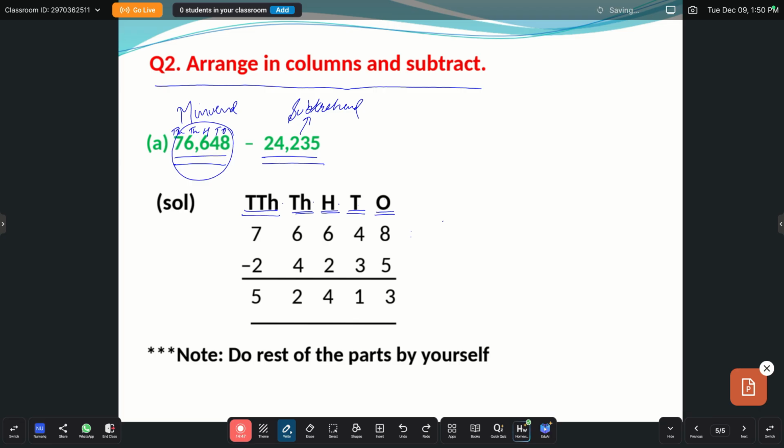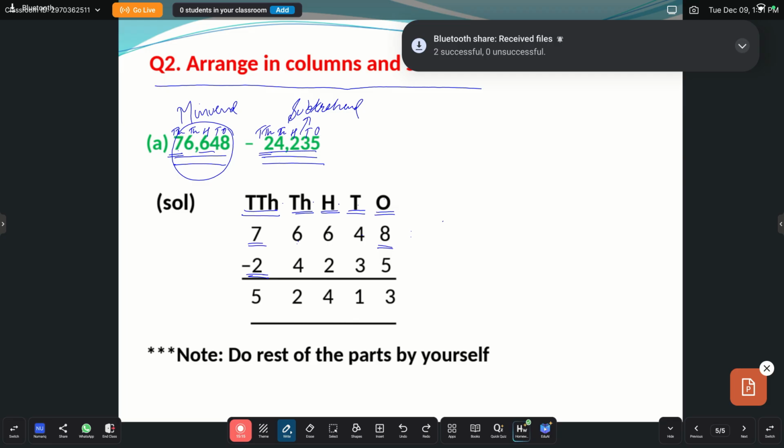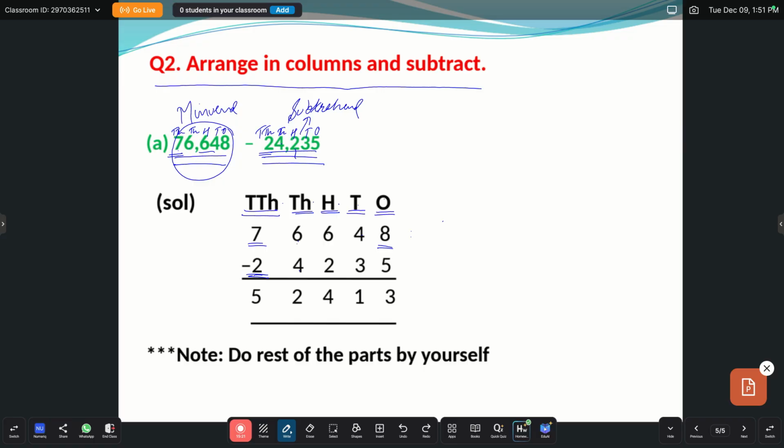So I will start writing this number from 10,000s place. 7 will be at 10,000s place. Then 6, then 6, then 4 and 8. Now, if we look at this subtrahend, this is ones, tens, hundreds, thousands, and 10,000s. Again, this 2 is at 10,000s place, so we will write 2 here, then 4, then 2, then 3, and then 5.